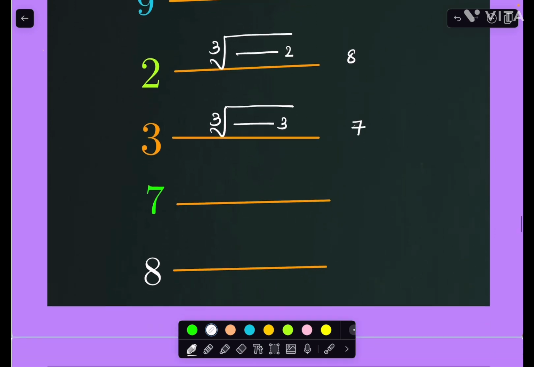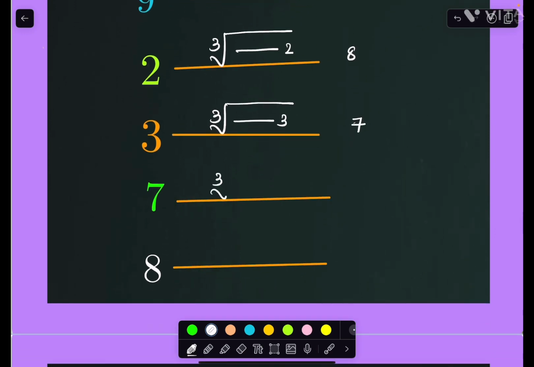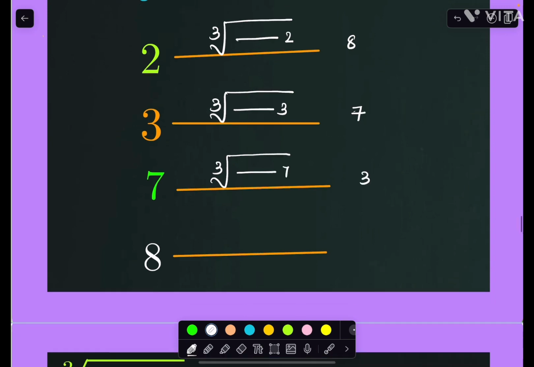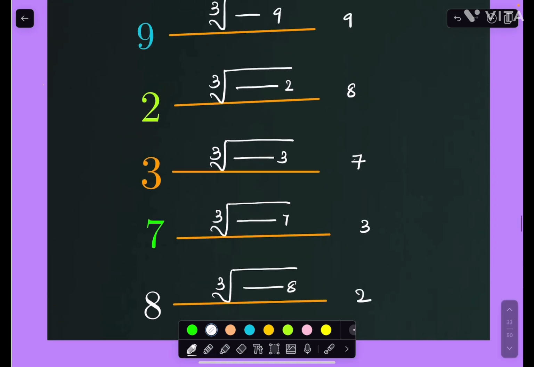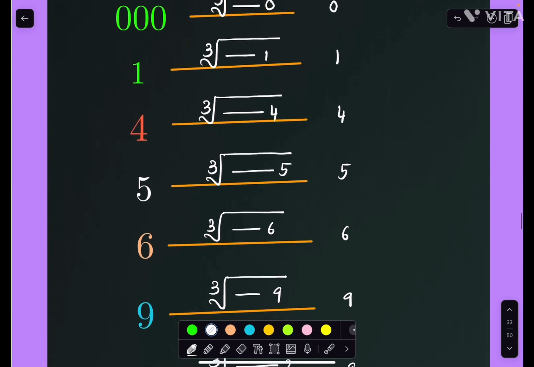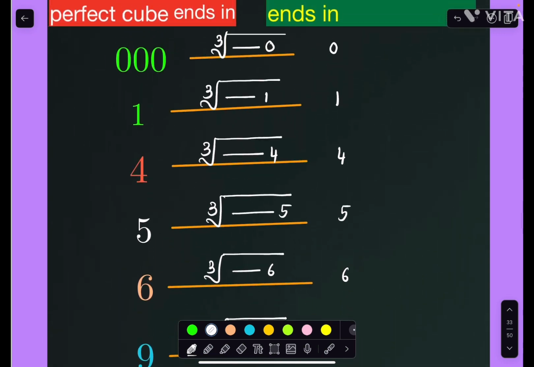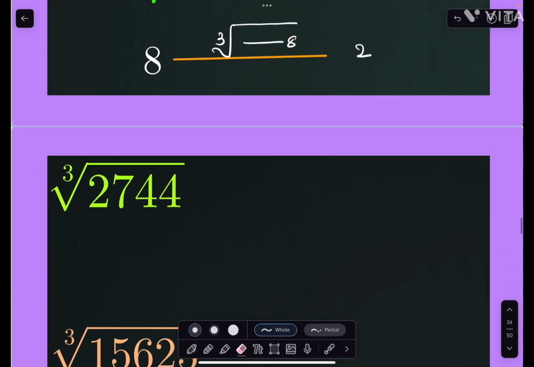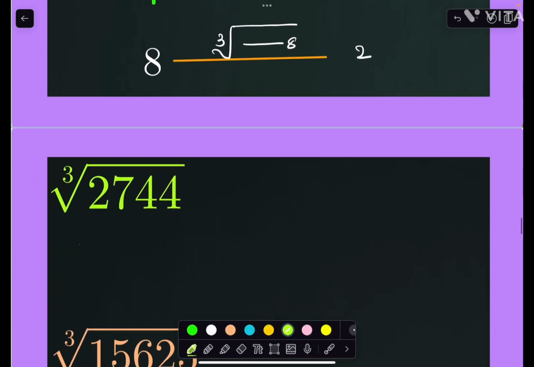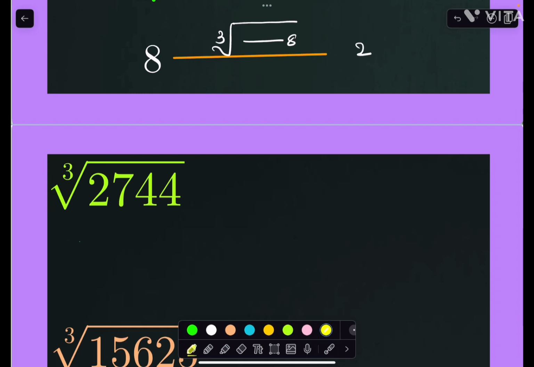It is the complement of 3. If a number ends in 7, its cube root ends in 3. If a number ends in 8, its cube root ends in 2. In this way we can write the unit digit of the cube root when the number is a perfect cube. Now I'm taking some examples, and after that we'll see how to find the cube root of a number.